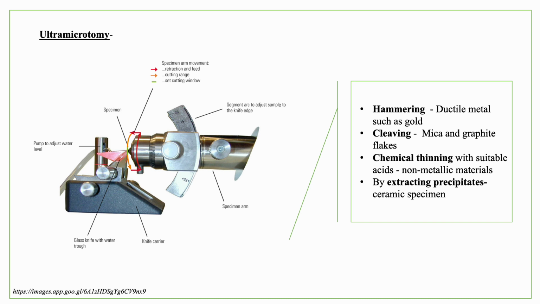Now that we've discussed different techniques for final thinning, there are some other unique techniques used for different kinds of materials. Like hammering can be used for ductile metals such as gold, cleaving can be used for mica and graphite, and chemical thinning can be used with suitable acids for non-metallic materials. Or for ceramic specimens, we can extract them by precipitating or separating them.